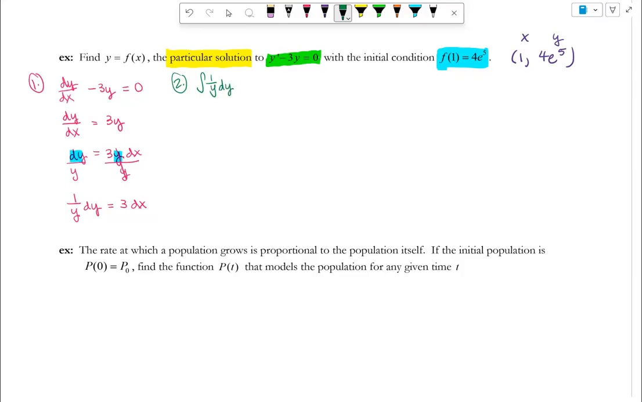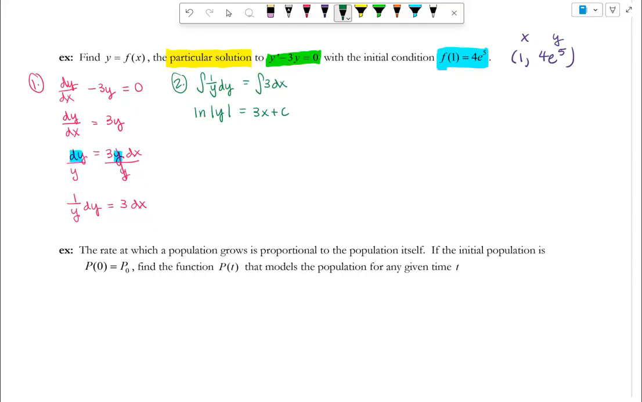So I need to have my definite integral. It's very important we don't forget the dy and the dx when we do this. And we said the actual integration step is to find the antiderivative. So I have the natural log of the absolute value of y equals 3x plus c. That wasn't a really hard antiderivative rule, so that's good.